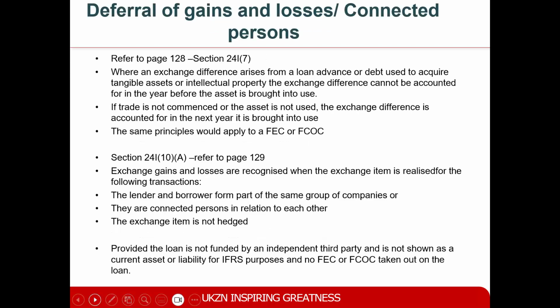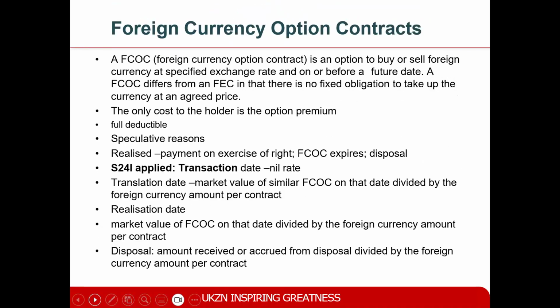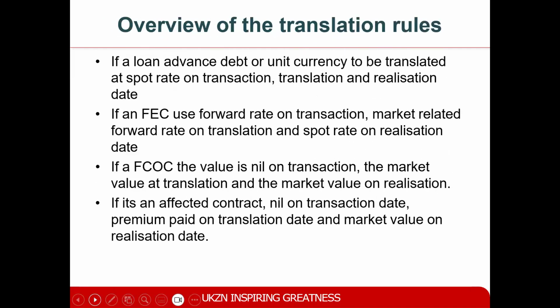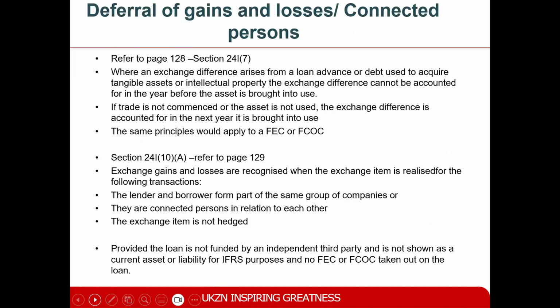Deferral of gains. The gains and losses from FEC or FCO could be deferred where exchange differences arise from a loan, advance, or debt that is used to acquire a tangible asset, or maybe intellectual property. They cannot be accounted for before the asset is brought into use. Remember, unlike the previous example, where the asset was brought into use in October, here the asset was brought into use immediately. But what if the asset is not brought into use? This is where we talk about the deferral. So we can defer the losses.